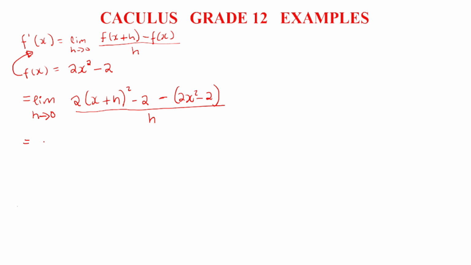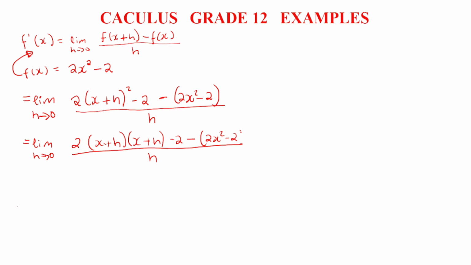Okay, there you go. Can you see what I'm doing? Lim h is approaching 0. I'm writing it because it has not yet approached 0. All right. Okay, great. Now let's take out the bracket at the top, all over h, everything here. So we're going to expand that. 2 in brackets x plus h in brackets x plus h, minus 2, minus in brackets 2x squared minus 2. Right, great.